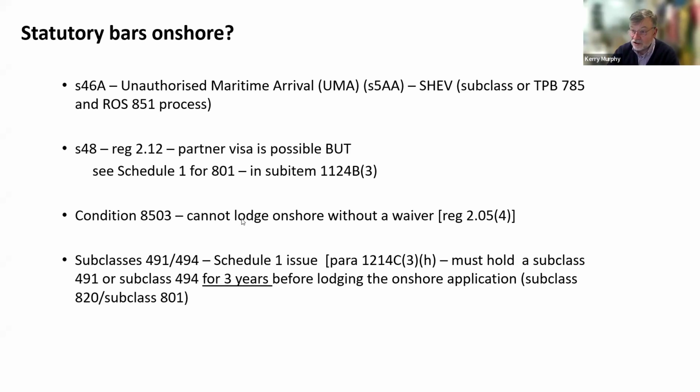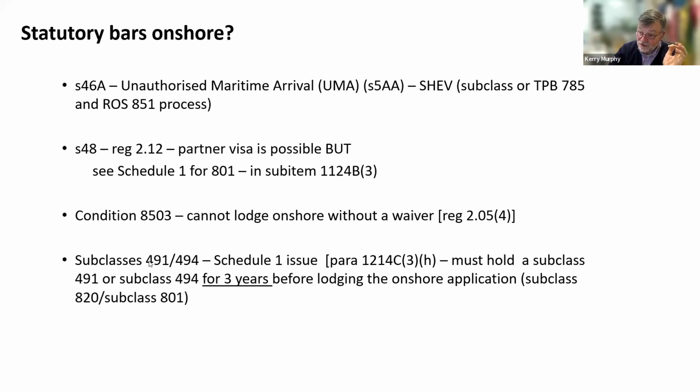8503, can't lodge onshore unless you get a waiver, and the waiver is hidden away in Reg 2.054. So get that super glue out and glue 8503 with Reg 2.054. Glue those numbers together in your head as well. Because the link is that's the only way of getting away from 8503 as a no further stay, unless you want to apply for protection.